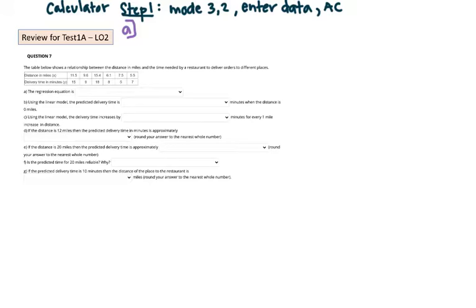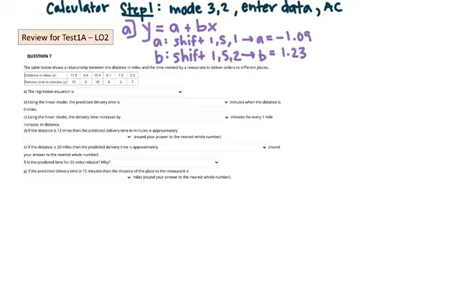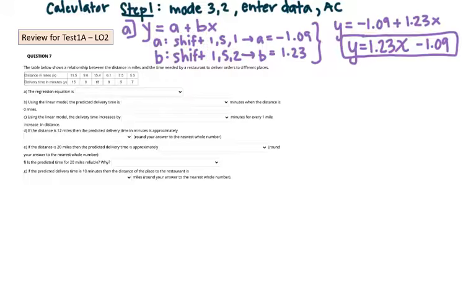Okay, part A is asking for the regression equation, which, according to your calculator, is y equals a plus bx. So to find the a, you will press shift 151, and we will get an a value of negative 1.09. Then for the b value, we'll press shift 152, and we'll get a b value of 1.23. So if we replace those values into the equation y equals a plus bx, we get y equals minus 1.09 plus 1.23x. For me though, I prefer when the x term is listed first, so I'm going to switch them around and write them with the x term first. So the regression equation is y equals 1.23x minus 1.09.